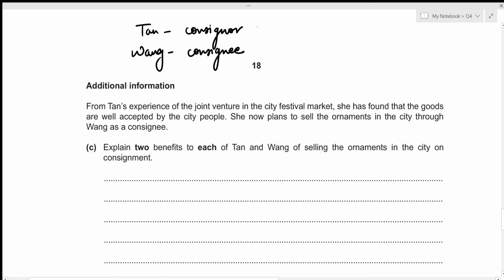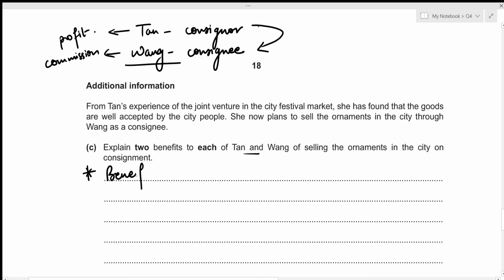So Tan will be sending the goods to Wang in order for him to sell it, and in return Wang will be getting a certain commission amount, and Tan will get to keep the entire profit from the consignment. Now for the third part of this question, we need to explain two benefits to each of Tan and Wang of selling the ornaments in the city on consignment. Alright, so let's start with benefits to Tan. And Tan will actually act as the consignor.